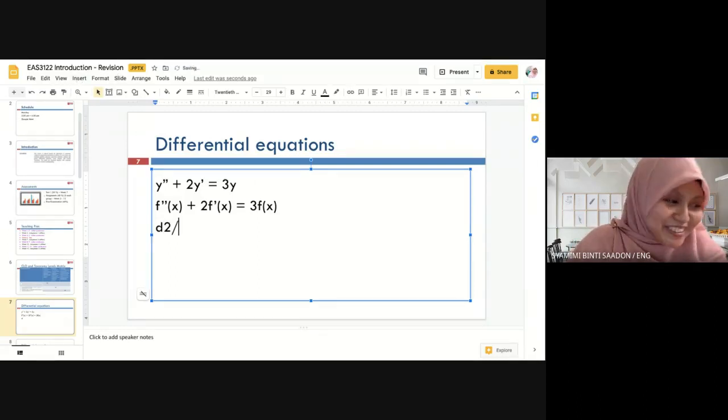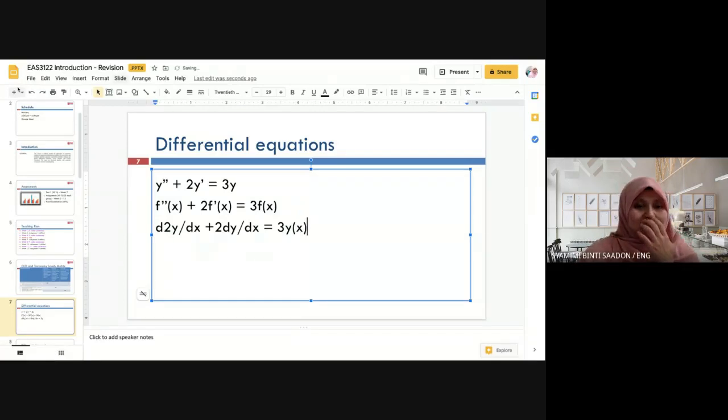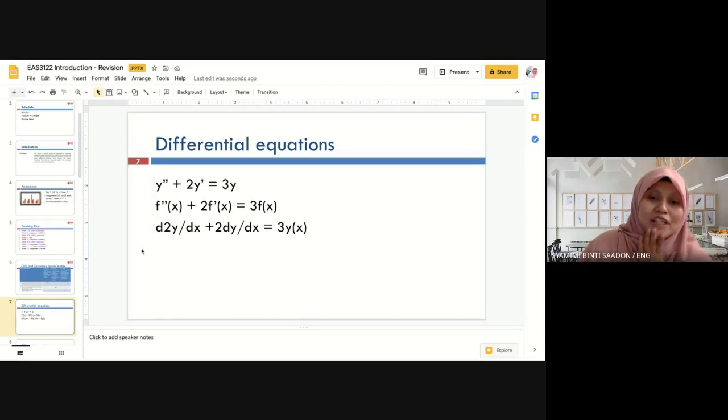Means that d2y over dx2, you guys understand, right? d2y second order, plus 2 dy/dx equals 3y. Okay, y of x. So we can also write the differential equation in derivative form: d2y/dx2 plus 2 dy/dx equals 3y(x).